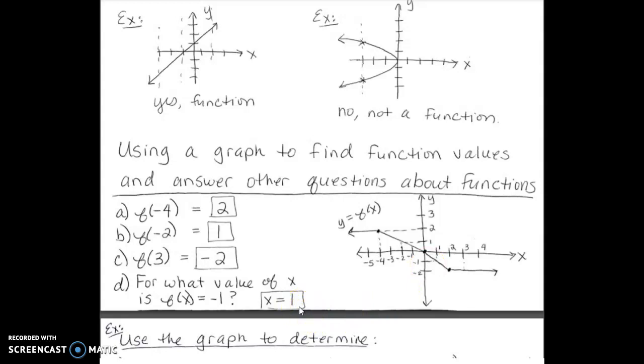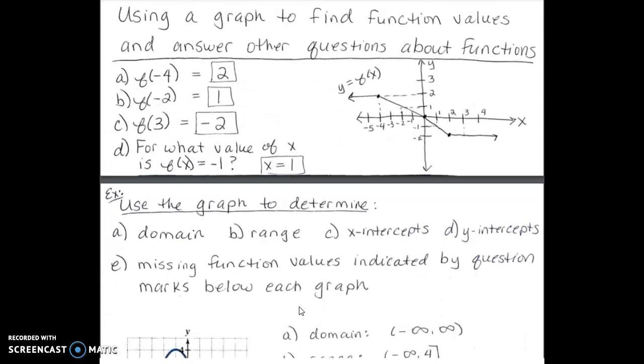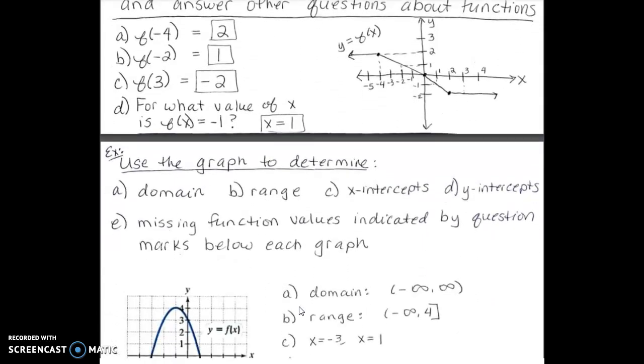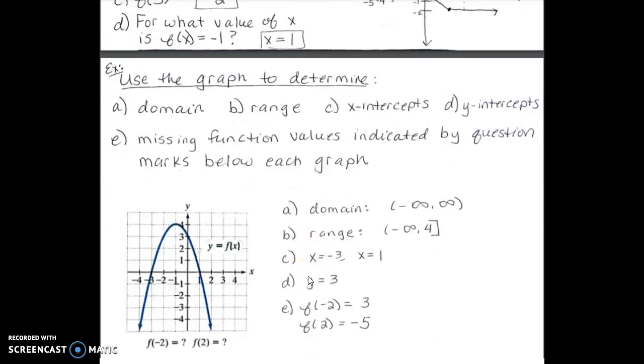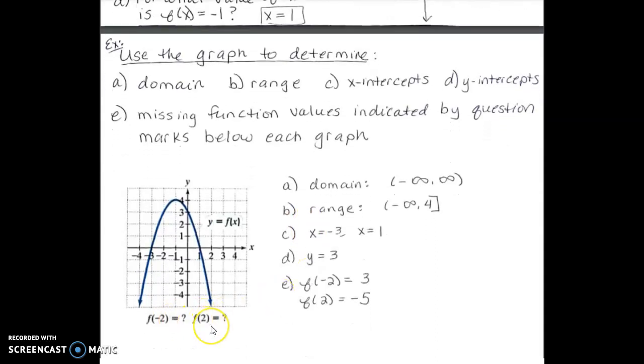All right, and then our last one is kind of tying a lot of things together. They're asking us to use a graph to find domain, range, x-intercepts, y-intercepts. Those are the places where it crosses the x-axis and the y-axis. And then missing function values indicated by question marks below the graph. So they've got some function values to identify down here. All right, so this was our given graph.